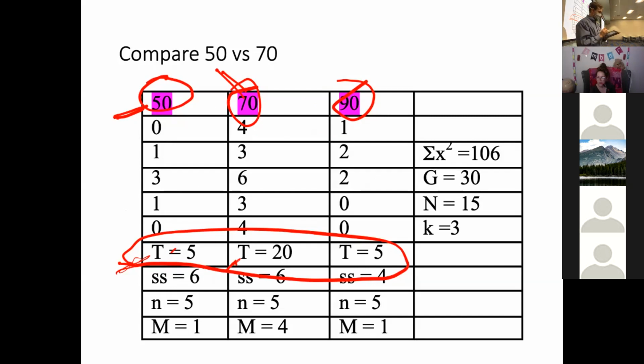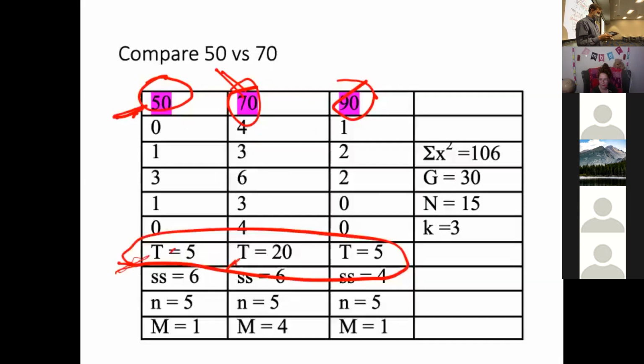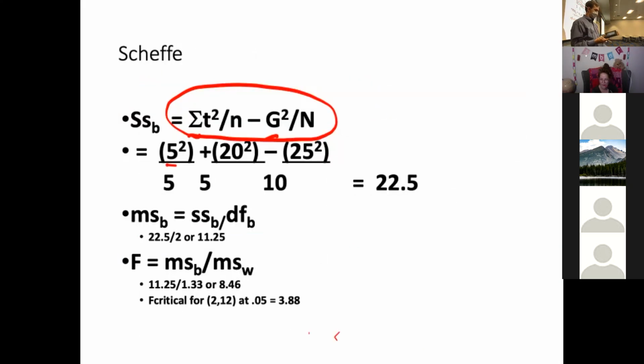And so if we were making a comparison between 50 and 90, that would be 5 squared divided by 5 plus 5 squared divided by 5 minus, adding those together, 10 squared divided by 10. But because we're doing the 50 and 70, we have these t's that we've used. We get 22.5. So we now have to calculate our new mean squares between.